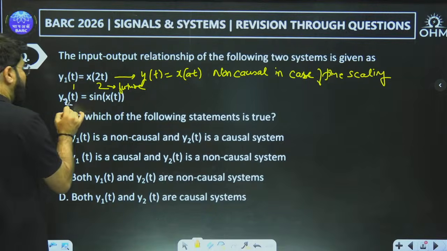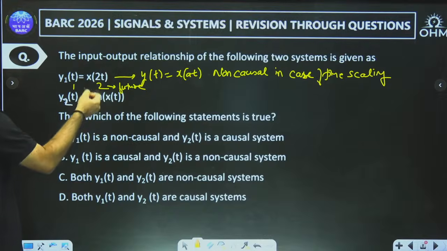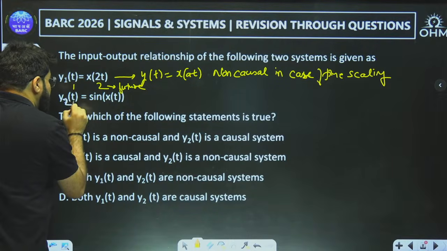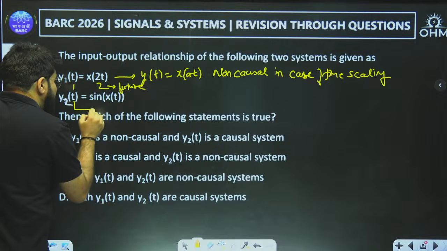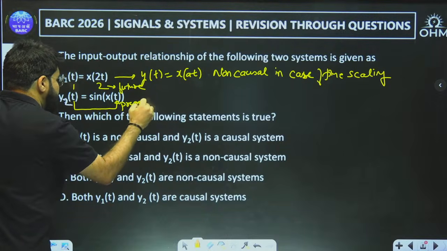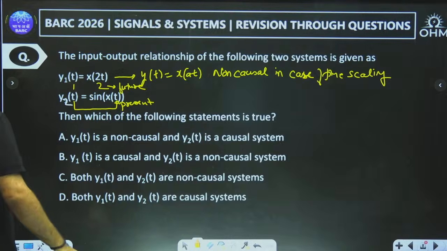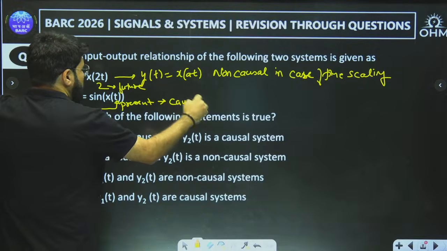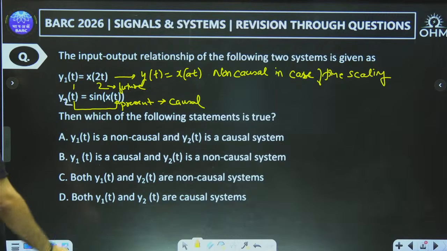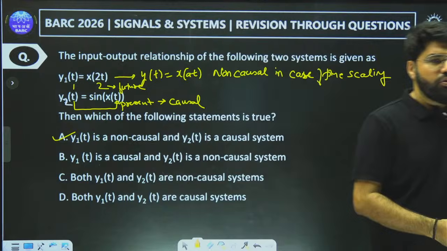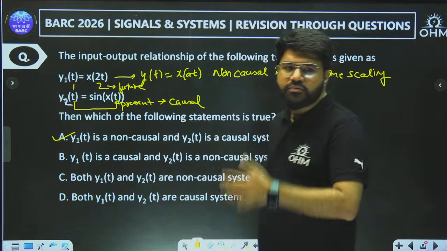Second one, now y2 is sine. Sine has something to do with linear or non-linear nature, but for sine of x(t), what value of input is required? If output is required at t, input is required at t only, the same instant. Same instant means present, current time. So only present means causal. So y1 is non-causal, y2 is causal. Option number A, simple one.